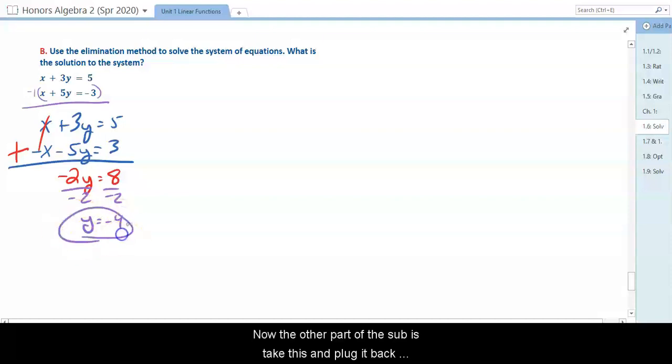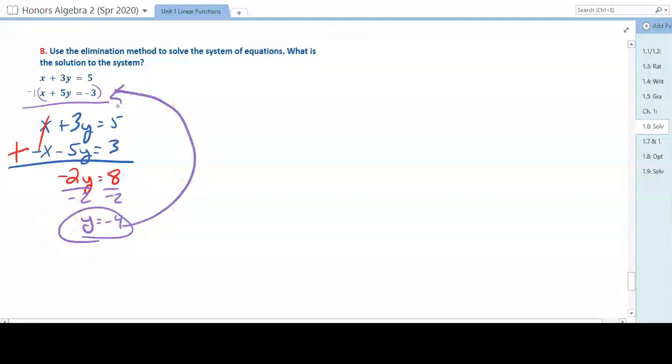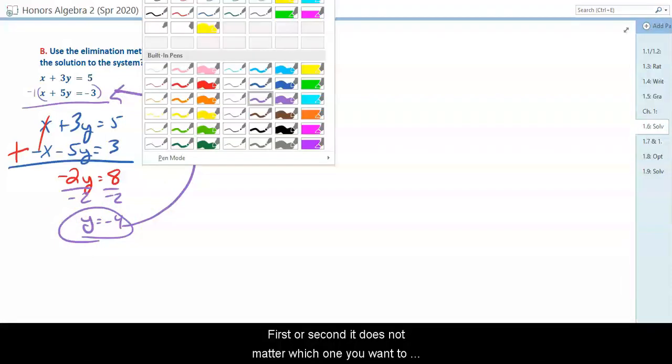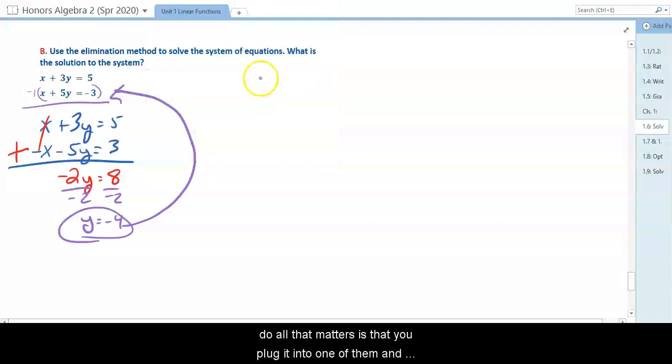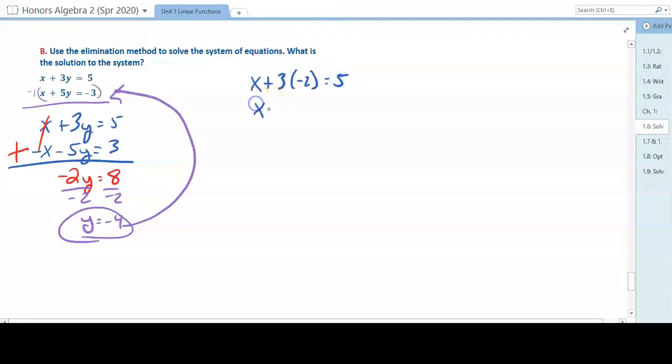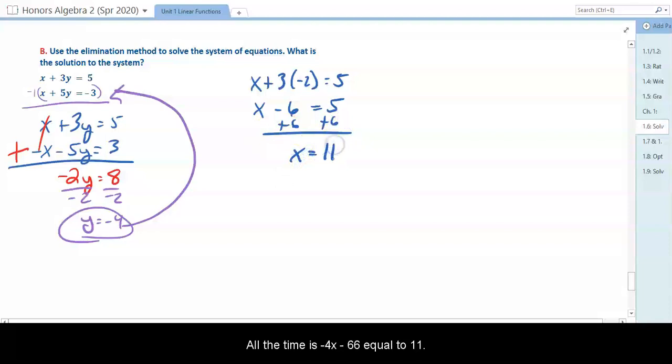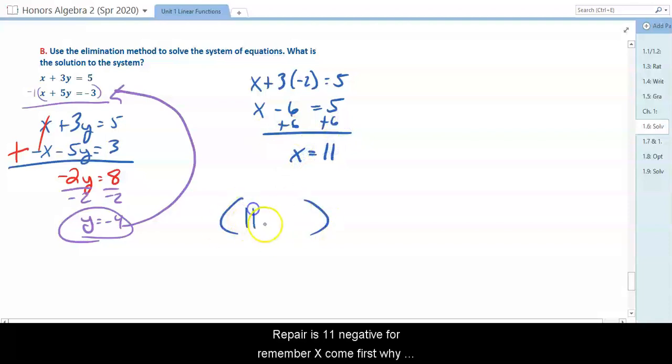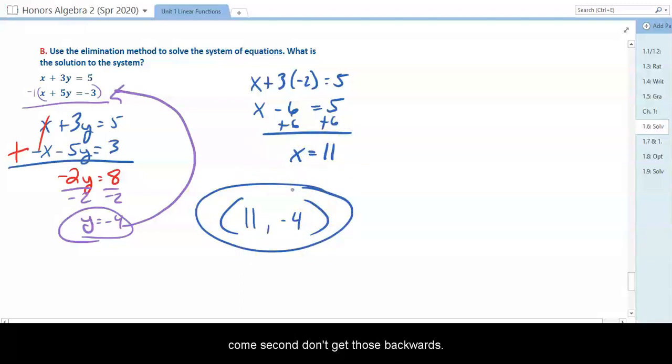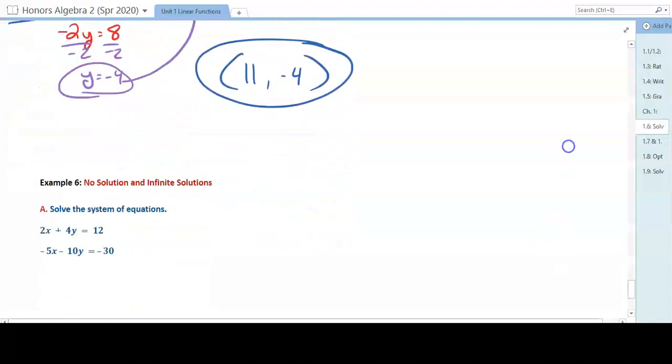Now, the other part of the step is take this and plug it back into an original. First or second, it does not matter which one you want to do. All that matters is that you plug it into one of them. And so just based on signs, I'm going to plug it into the first. So x plus 3 times the negative 2 is equal to 5. X plus, it's actually going to turn to minus because it's positive times negative. So x minus 6 is equal to 5. So add the 6, and we get that x is equal to 11. And so my final ordered pair is 11, negative 4. Remember, x comes first, y comes second. Don't get those backwards.